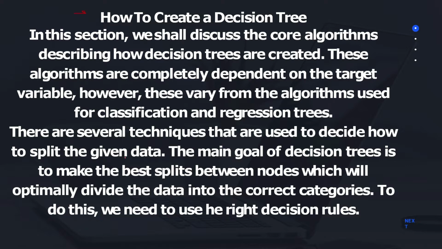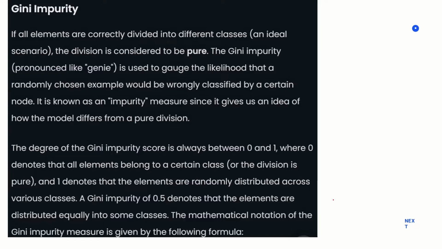There are several techniques used to decide how to split the given dataset. There are certain conditions upon which we will divide the dataset into different sub branches. The main goal of the decision tree is to make the best split between the nodes. We do not just split the dataset into two branches like that. We have certain rules and parameters, and we will find the best parameter to split the dataset. We have to fine tune the model in such a way that the best parameter splits into two or more categories. To do this, we need to have the right decision rules.